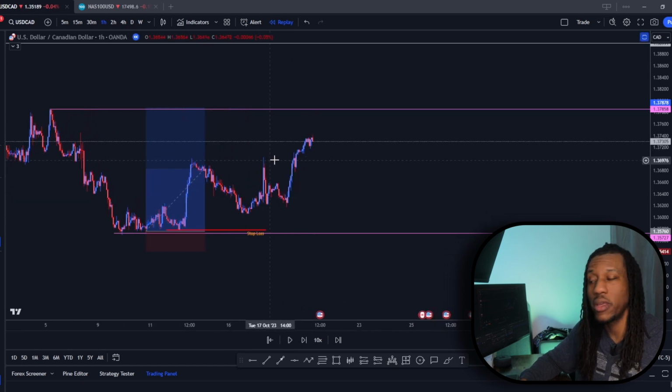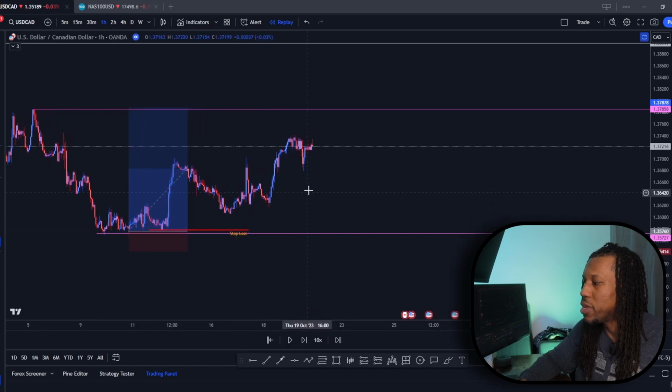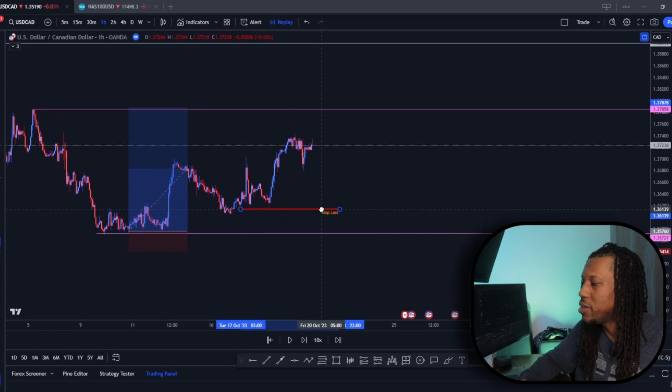Okay, so here's the break, all right? And let's see where price creates the low. Beautiful. Here's the low, here's the higher low. So we'll move our stops here.